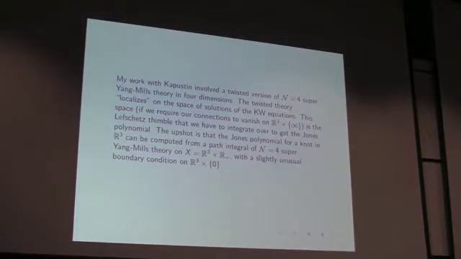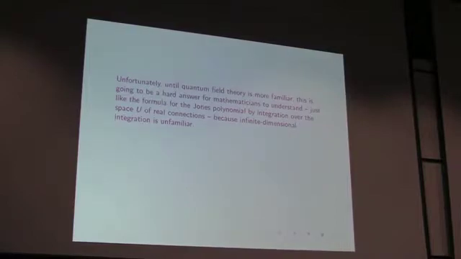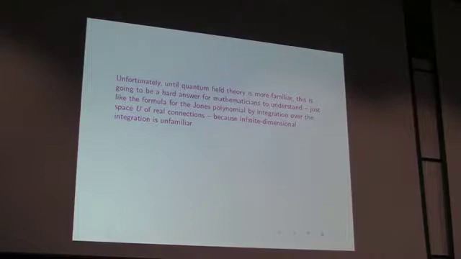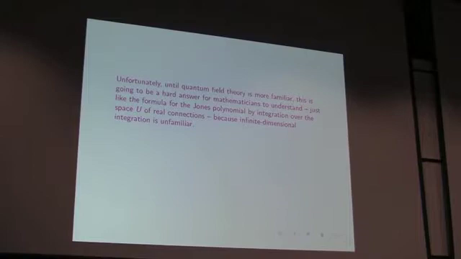Now, actually, this is a description of the Jones polynomial that's even a little bit closer to the Clay problem, because now we're doing gauge theory in 4 dimensions. And the action is more similar to the action assumed in the Clay problem. But unfortunately, until quantum field theory is more familiar, it's going to be a hard answer for mathematicians to understand, just like the formula we started with at the beginning, in terms of integration over the space of real connections. Because, as I said before, quantum physicists make their living with infinite dimensional integration, but most mathematicians don't.